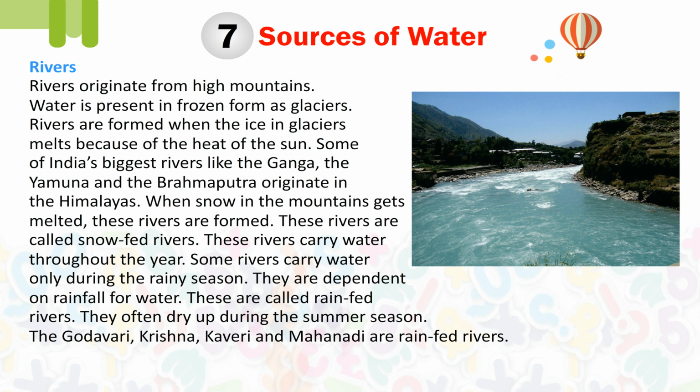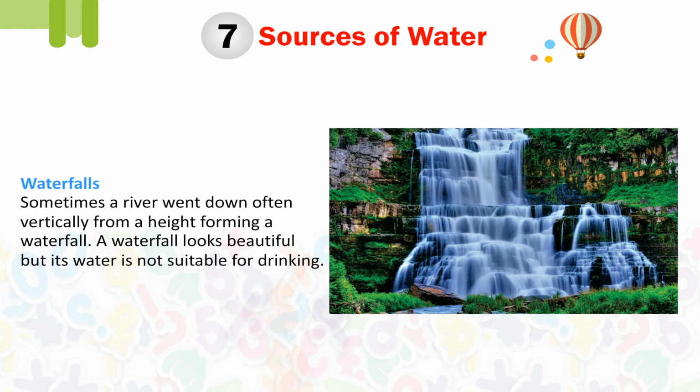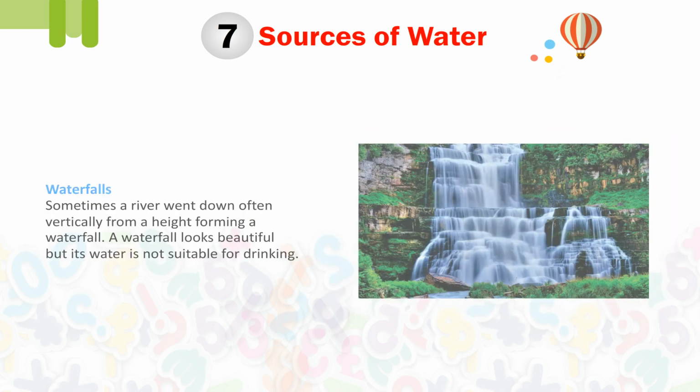Some rivers carry water only during the rainy season. They are dependent on rainfall for water. These are called rain-fed rivers. They often dry up during the summer season. The Godavari, Krishna, Kaveri and Mahanadi are rain-fed rivers. Waterfalls. Sometimes a river goes down, often vertically from a height, forming a waterfall. A waterfall looks beautiful, but its water is not suitable for drinking.